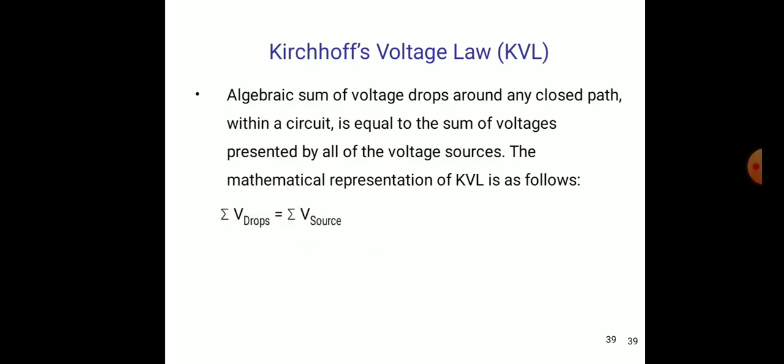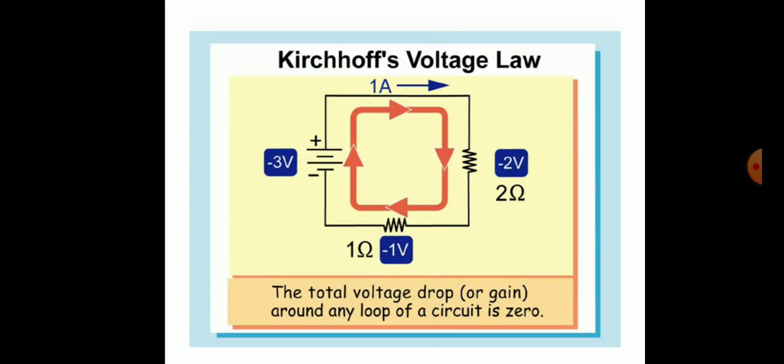The algebraic sum of voltage drops around any closed path within a circuit is equal to the sum of voltages presented by all of the voltage sources. The mathematical expression of KVL is as follows: sum of voltage drops equals sum of voltage sources. The algebraic sum of voltage drops around any closed path within a circuit is equal to the sum of voltages. You can see the Kirchhoff voltage law, a very simple law.